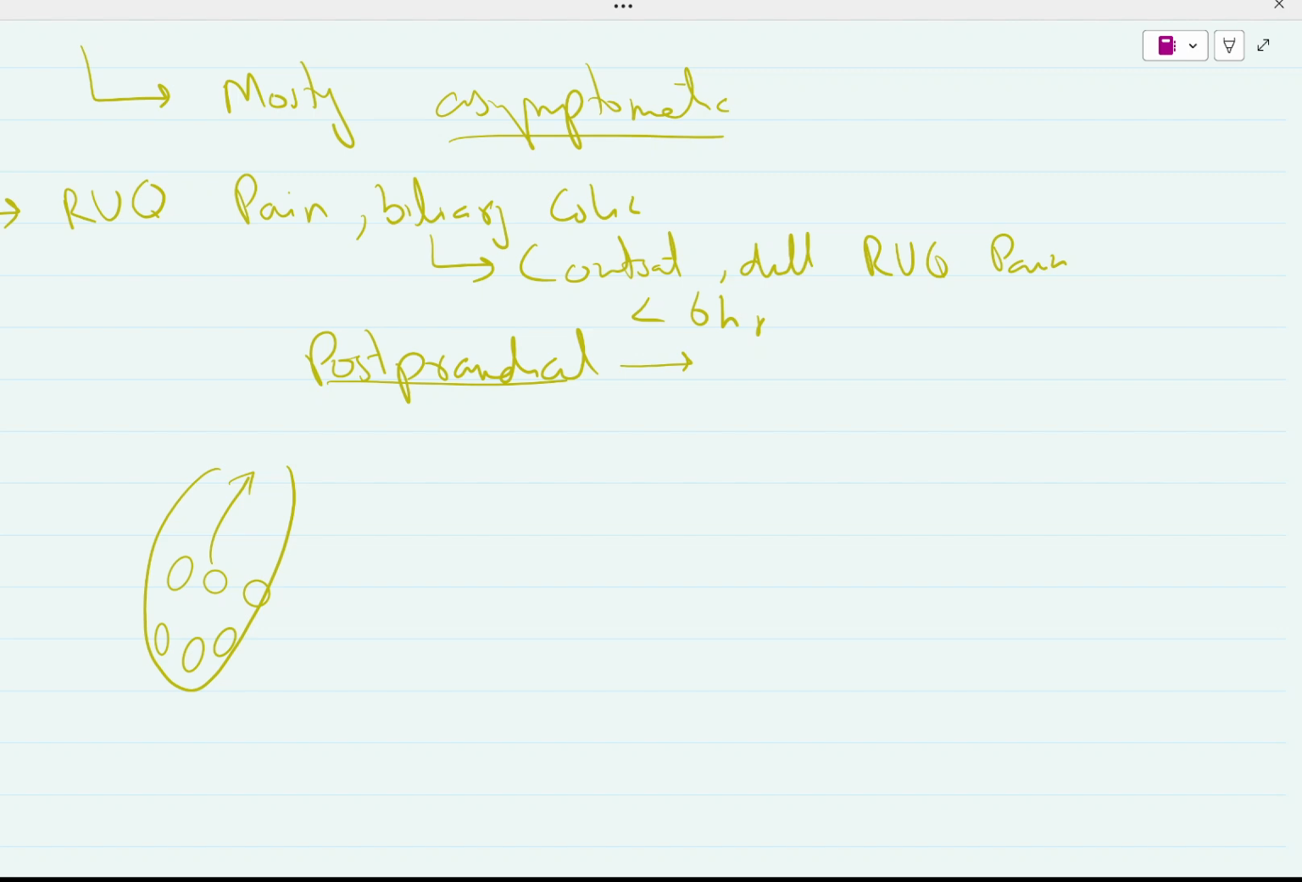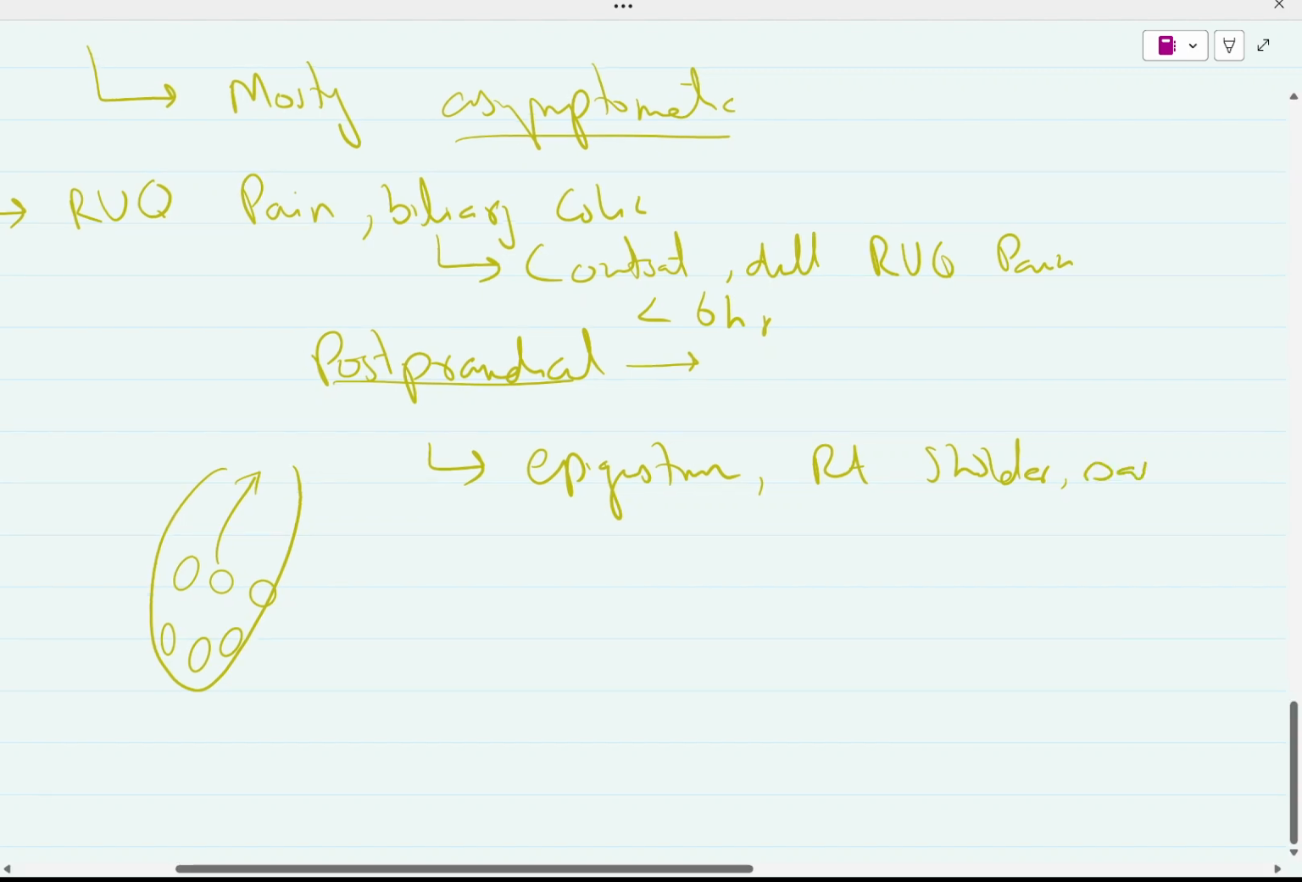So you ask the patient whether the pain radiates or not. Patient tells you it radiates to epigastrium. Or where does it radiate? It radiates to right shoulder. Does it go to the back or not? Yes, doctor, it goes to back. So if a pain radiates to these sides, this is called referred pain.